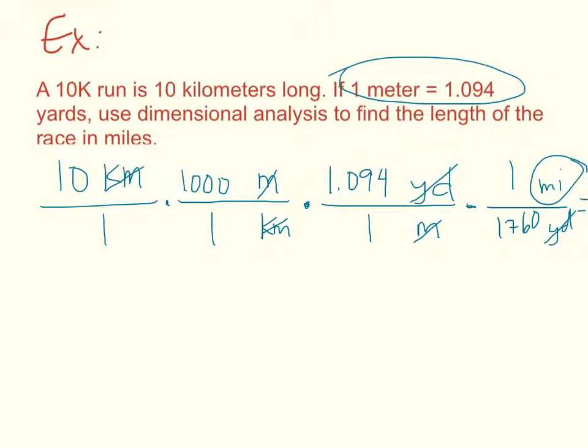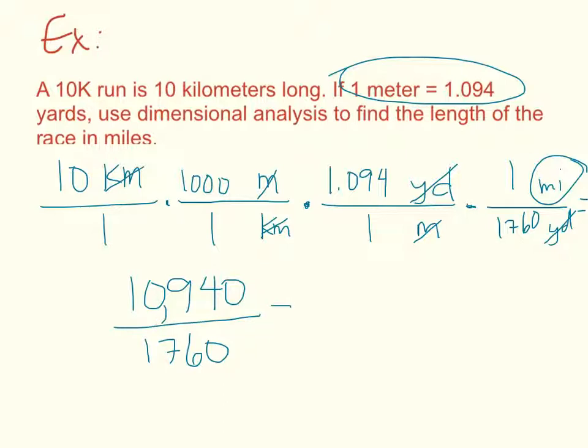But now what I need to do is figure out what this equals. I need to take my calculator, multiply everything that's on the top, multiply everything that's on the bottom, and then divide the two numbers. So I'm going to say 10 times 1,000 times 1.094 gives me 10,940, divided by 1 times 1 times 1 times 1,760, so just 1,760. And then I do that on my calculator, and I'm going to round to the nearest tenth, and it's about 6.2 miles.